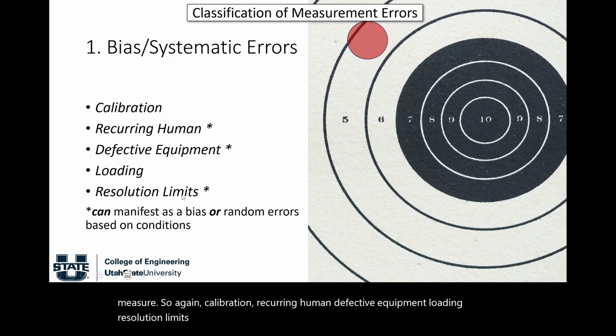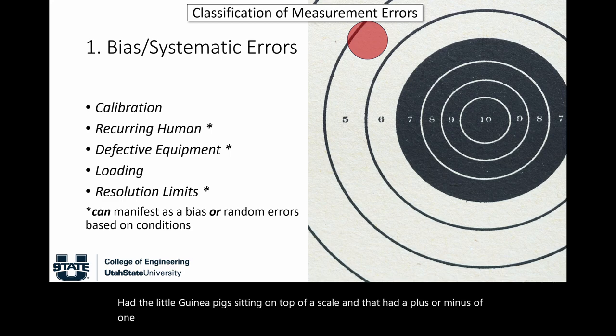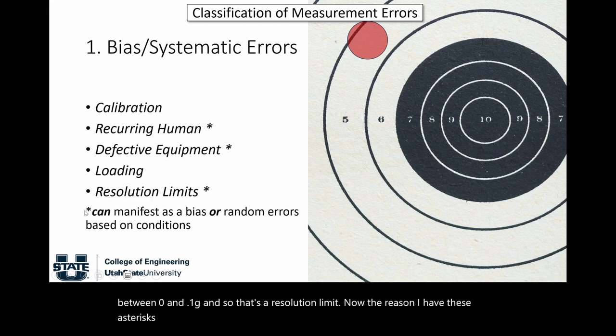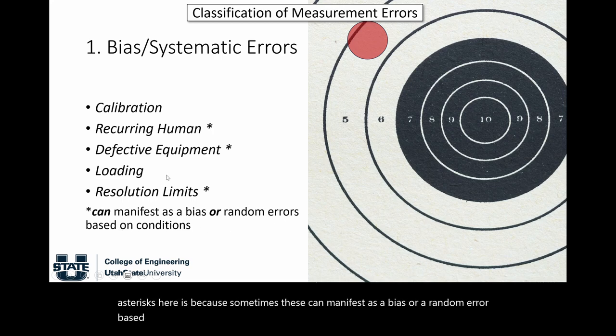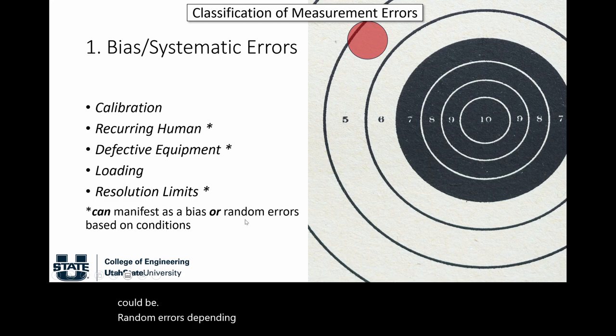So resolution limits, if you remember, we had the little guinea pig sitting on top of a scale, and that had a plus or minus of 0.1 gram. And so that is the resolution limit. We cannot see what's happening between 0 and 0.1 grams. Now, the reason I have these asterisks here is because sometimes these can manifest as a bias or a random error based on conditions. So it's important to keep in mind some of these recurring human errors, defective equipment, resolution limits, they could be a bias or they could be random errors depending on what's happening in the conditions.